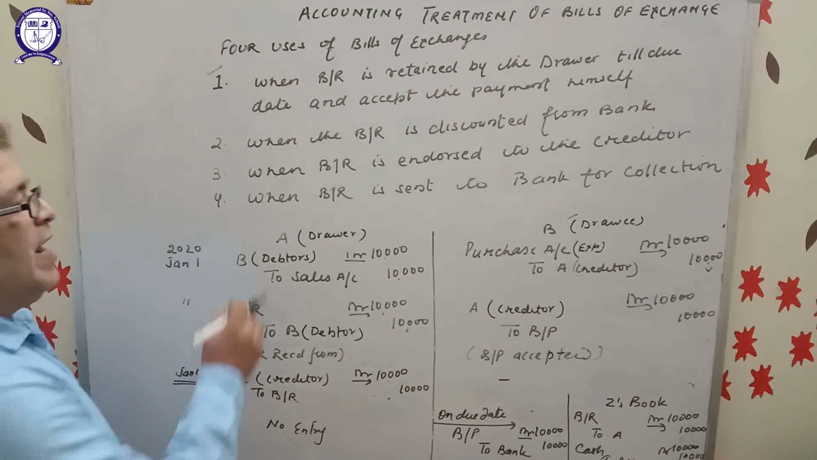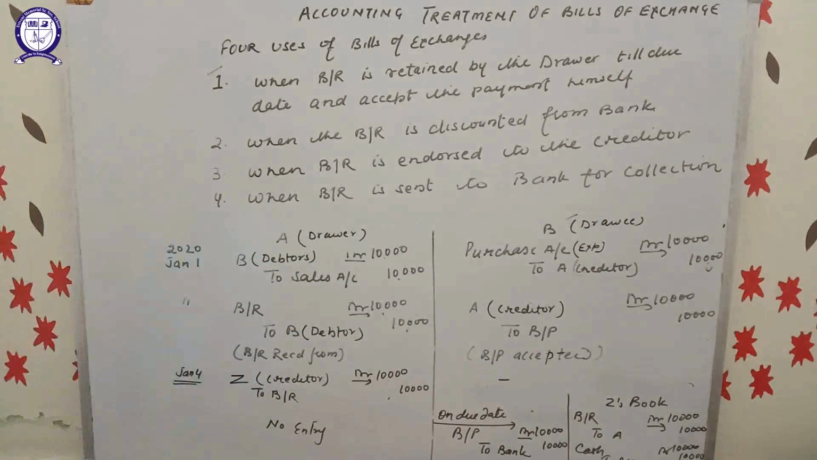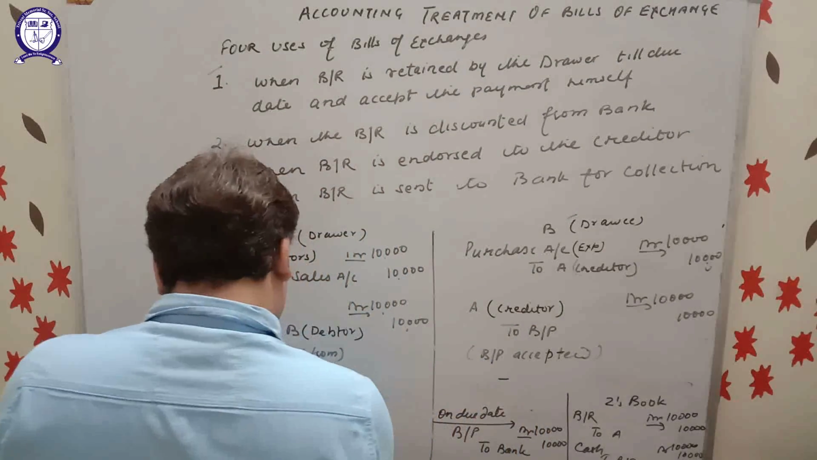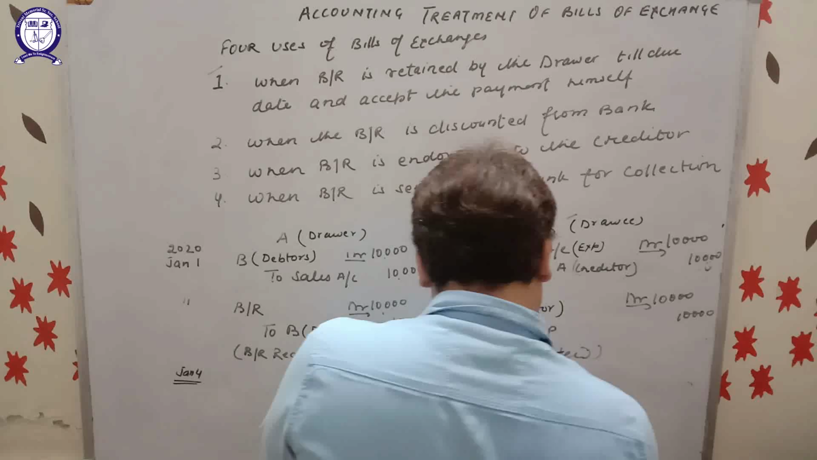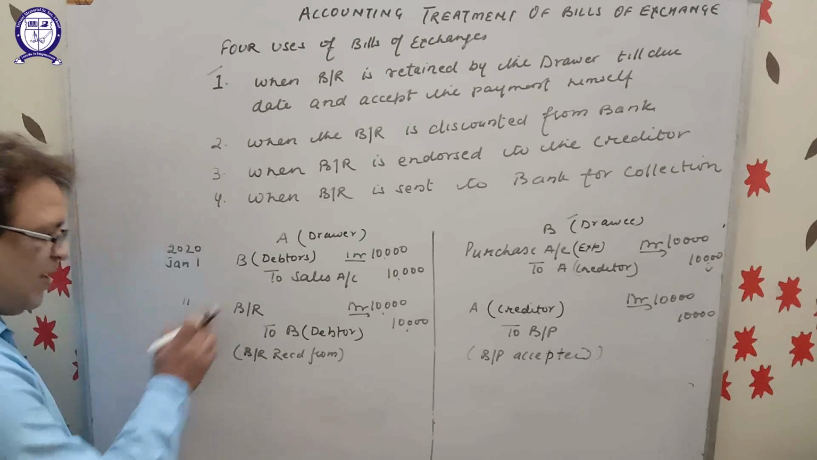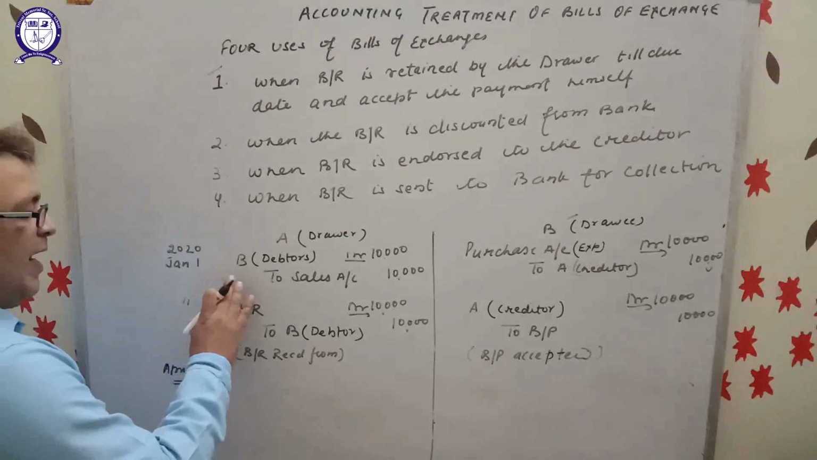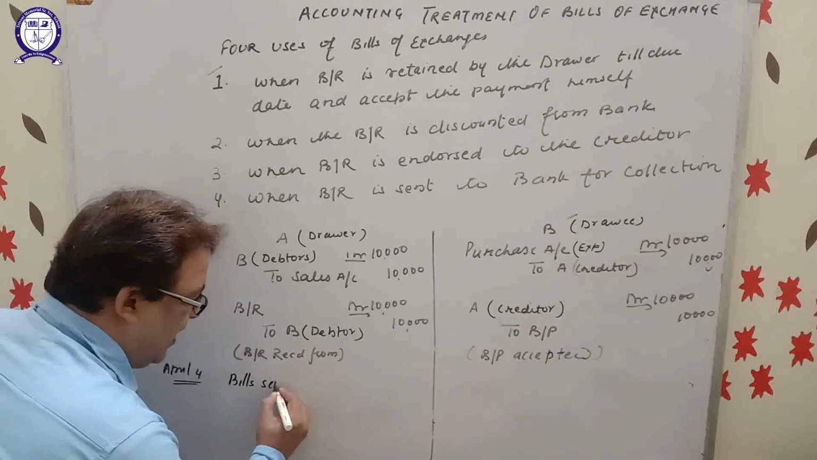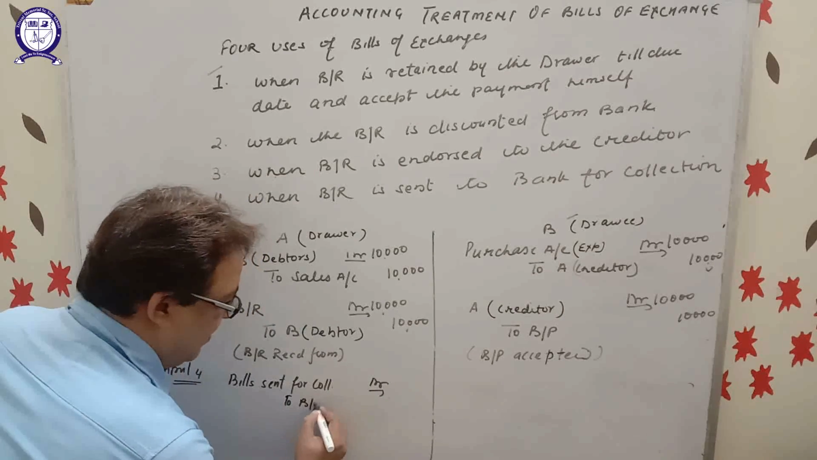Now the next point: when a bill receivable is sent to the bank for collection, what will be the journal entries? Let us understand. Suppose this bill was written for 3 months. Suppose the due date of the bill is April 4. A has sent this bill receivable to the bank for collection. The journal entry will be bills sent for collection account debit. A new account will be opened. To bill receivable 10,000.